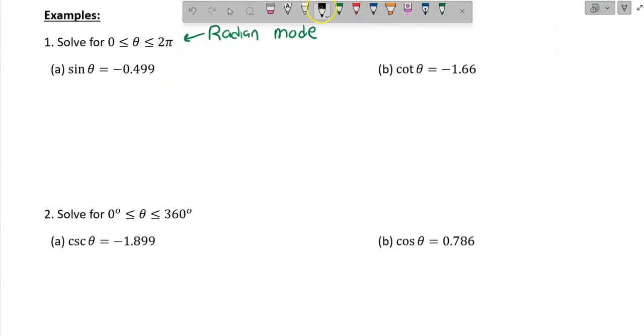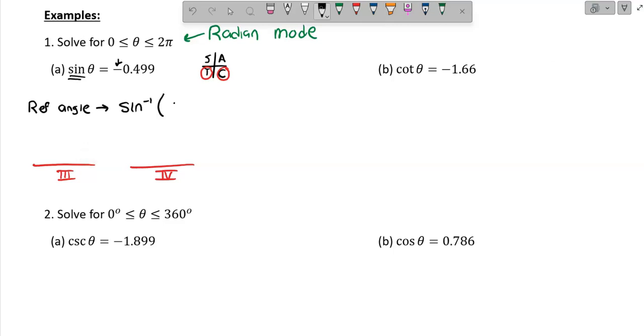So for question 1, I see that we have a negative value and its sign. So remember, if we use ASTC, we are going to get 2 answers for this. Since sign is negative, it's going to be quadrant 3 and quadrant 4. So I'm going to put little blanks down here just to represent that we're going to find 2 answers, and one's going to be in quadrant 3, one's in quadrant 4. Now, what I'm going to type into my calculator to find the reference angle is I'm going to type inverse sine, and you'll notice now I am not going to write the negative sign.